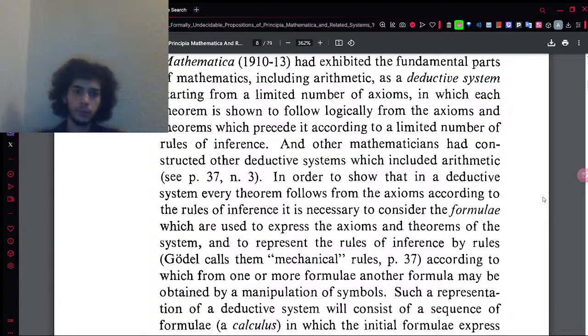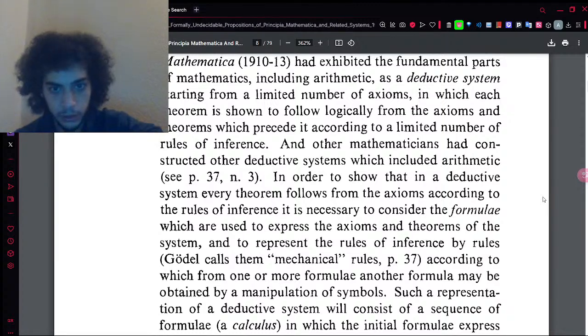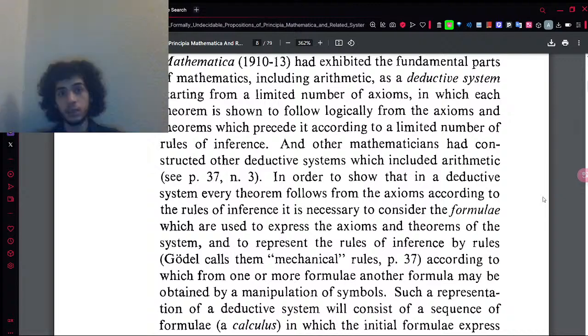Yes. And to represent the rules of inference by rules, Gödel calls them mechanical rules. We could call them that, but I think they can be reduced to concrete logical rules, in my opinion.